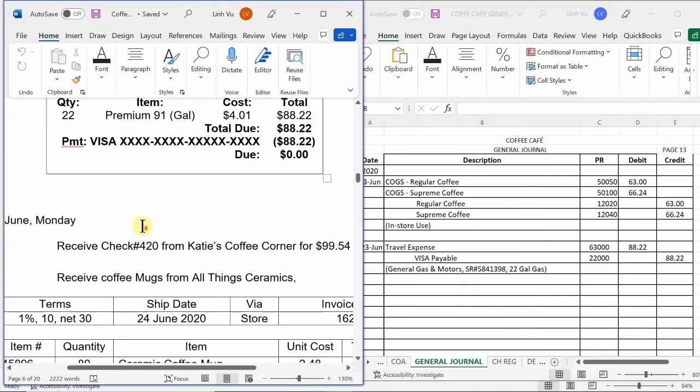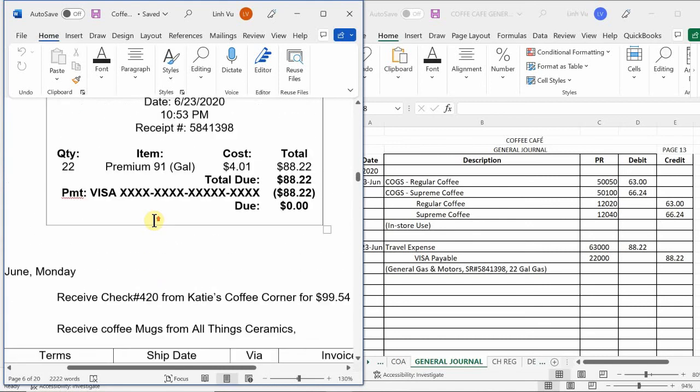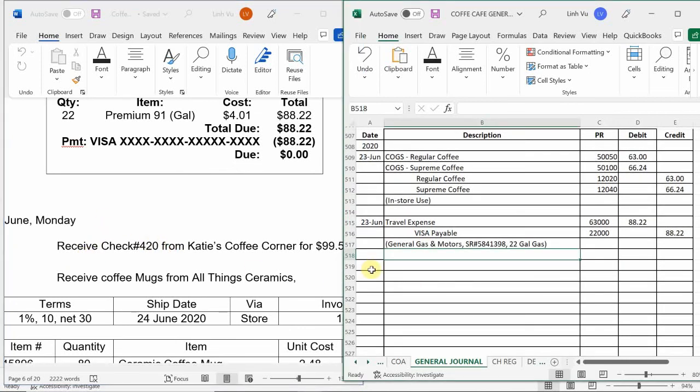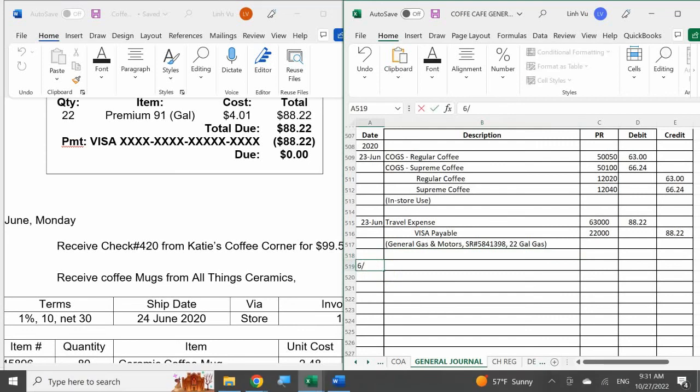Okay. So now it's Monday. Finally, it's Monday. So we have here, received a check number 420 from Katie's Coffee Corner for $99.54. We received a check. What for? Coffee. Well, who's Katie's Coffee Corner? She's one of our vendors. Not a vendor, I mean, one of our clients. She's one of our customers, right?